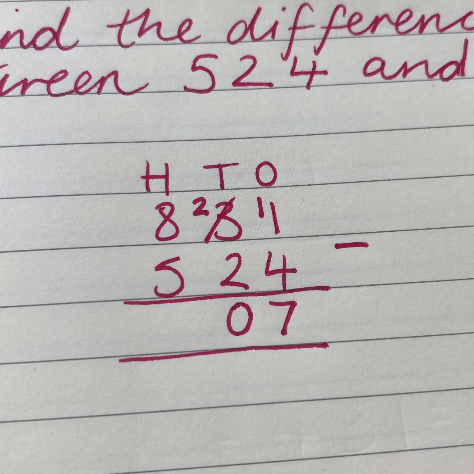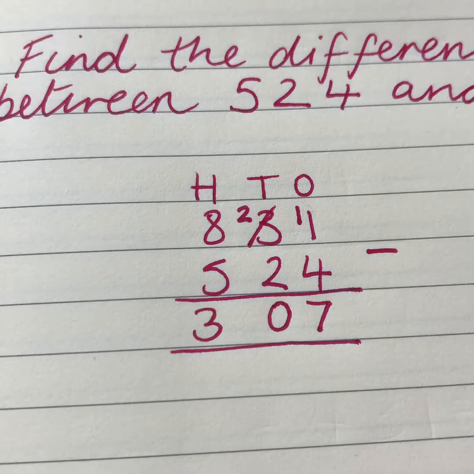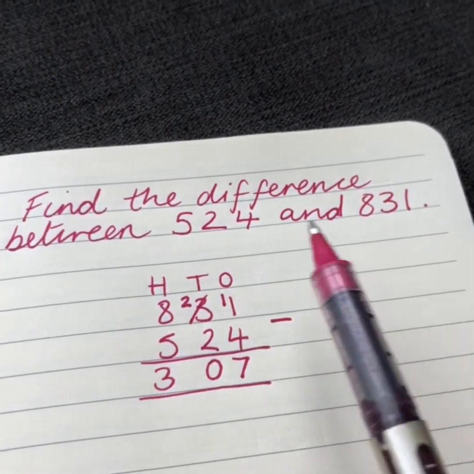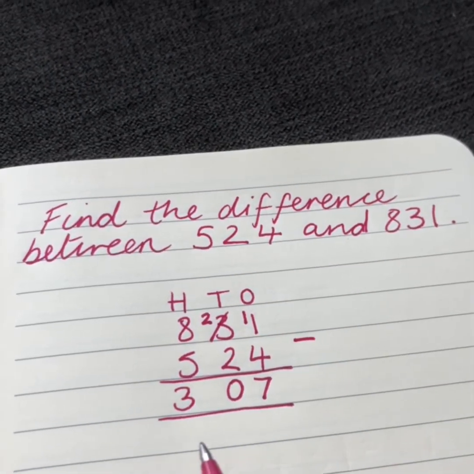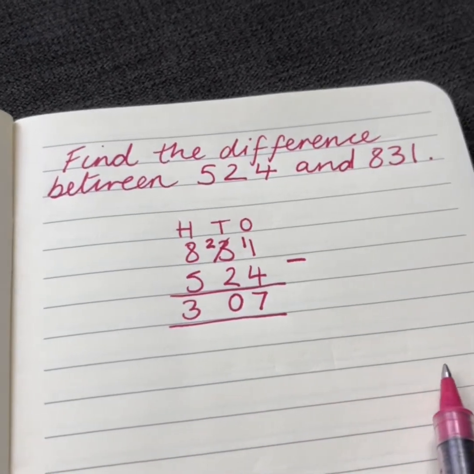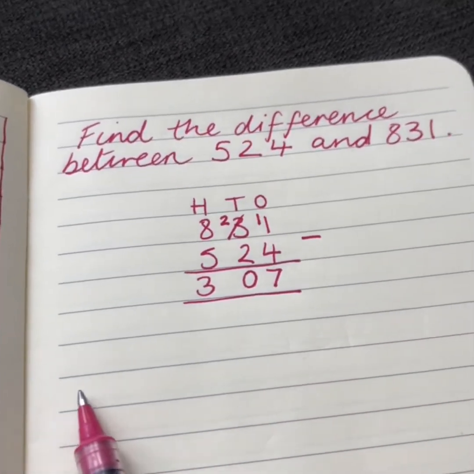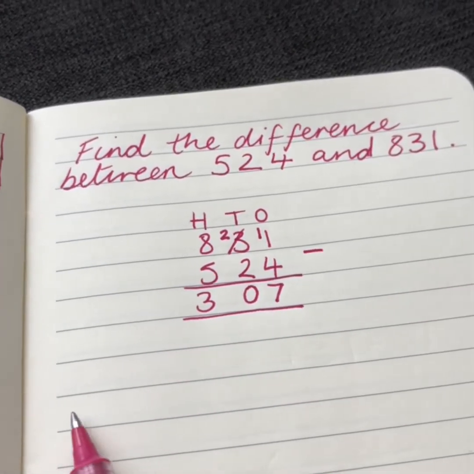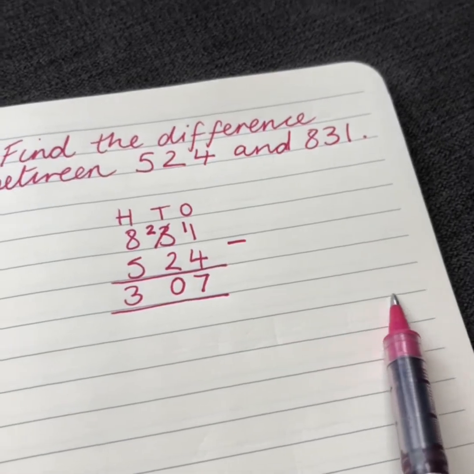And lastly, move on to my hundreds column, 800 take away 500, which is 300. So my answer is 307. So the difference between these two numbers is 307. So if I was to do a big long number line, and 831 was at the end, and 524 was at the beginning, there'd be 307 numbers between those two numbers.